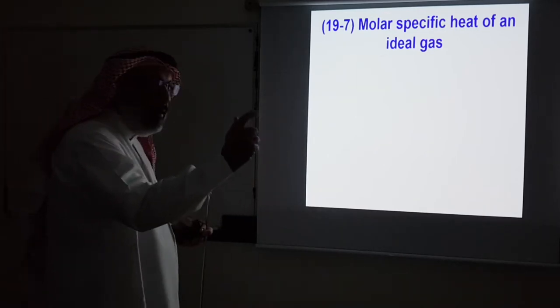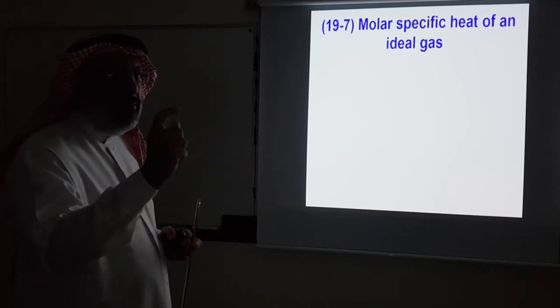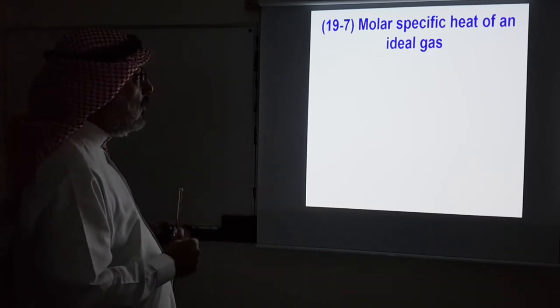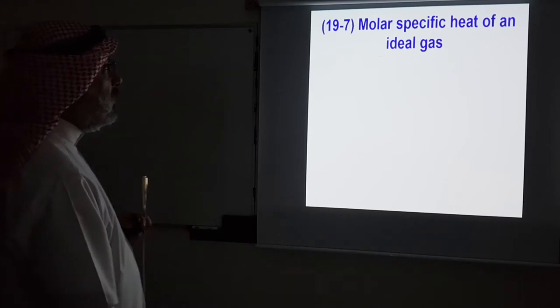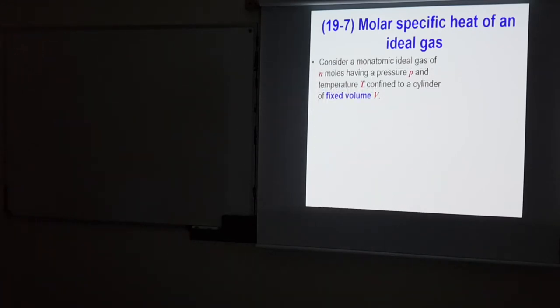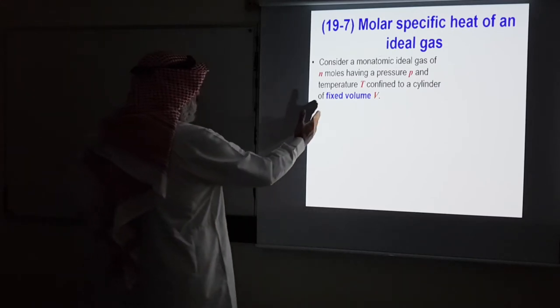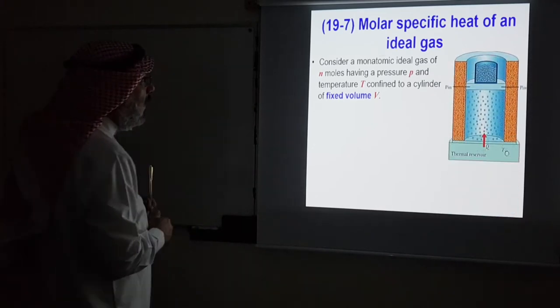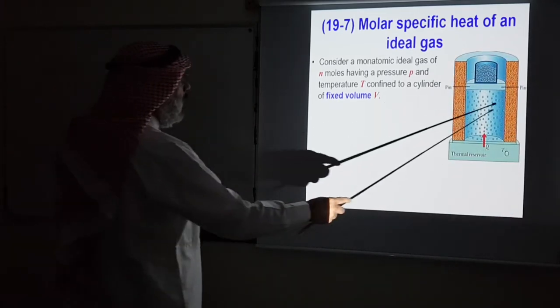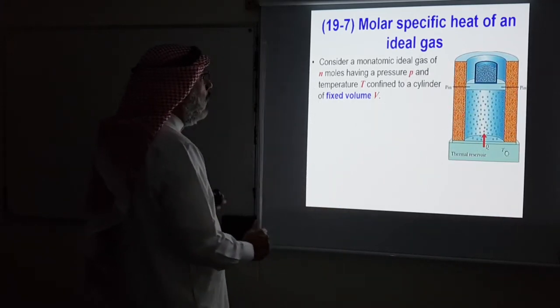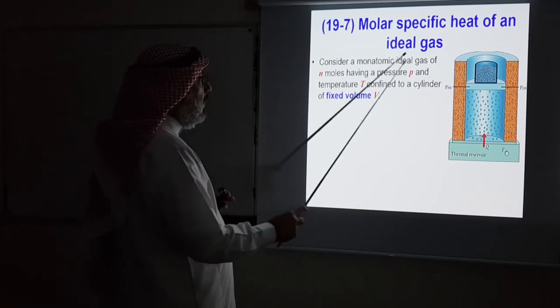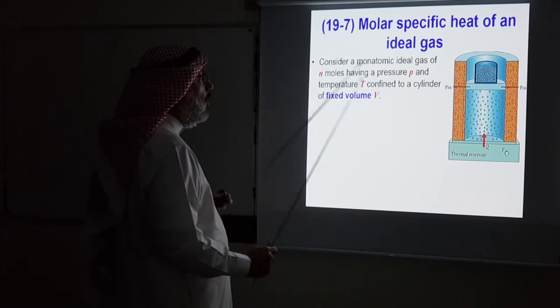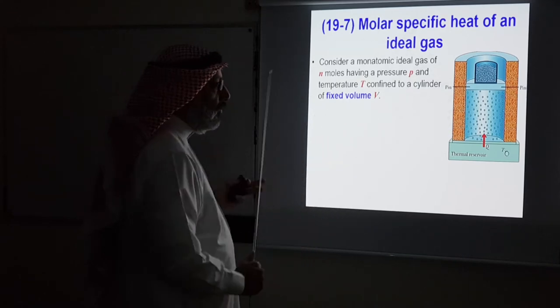We derived the internal energy for an ideal monoatomic gas. Now we will use that to derive the molar specific heats. And we will start with a process that takes place at constant volume, the isochoric process. So for that, we consider a monoatomic ideal gas of n moles, having pressure P and temperature T, confined to a cylinder of fixed volume.